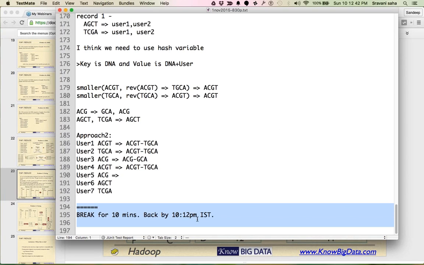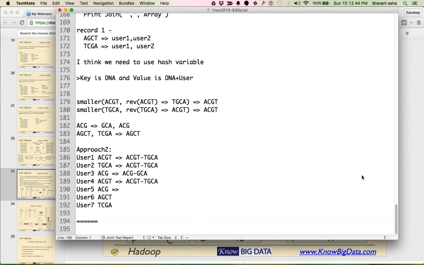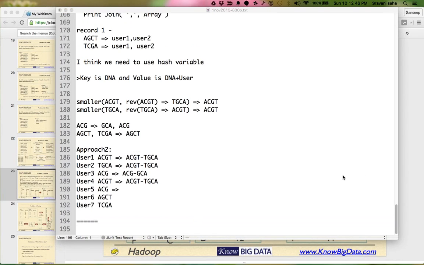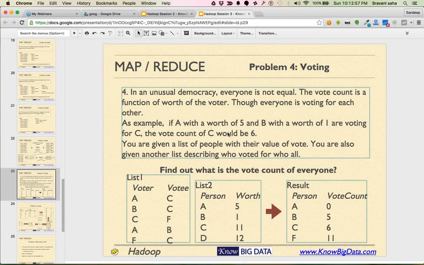All right, let's start now. Are you back? Hi, is everybody back? Should we start now? Great. Ravi is back, Bala is back, Sushant is back, Pavan is back. All right, let's start then.